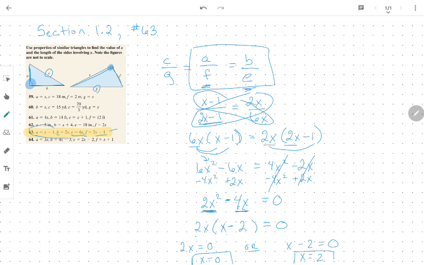Let's look back at our numbers here. If x was 0, that would mean side A is negative. A is not negative because A is a length. So this one I can disqualify, and I have my final answer of x equals 2.